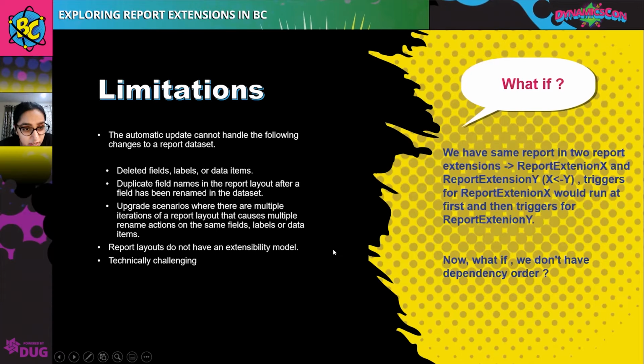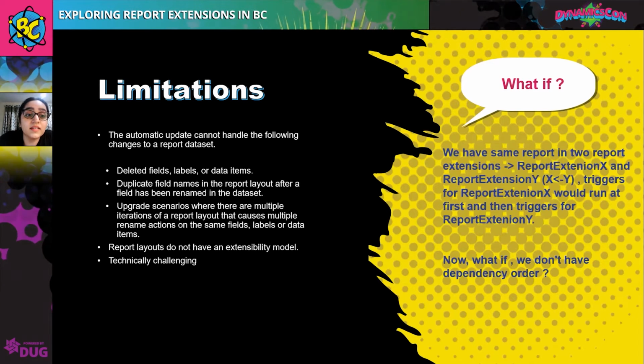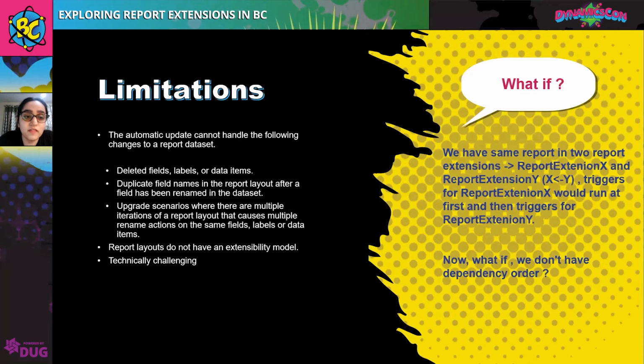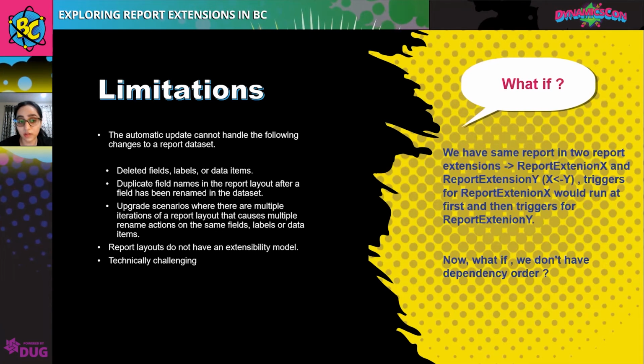Limitations. If you talk about the limitations, I would talk about the automatic update. What if we have report extensions already there, and we have deleted fields, or we have duplicate names in the reports? How will the automatic update for that report work? How will it handle this? Obviously the automatic update would not be able to handle these changes which we have made in the report data set.